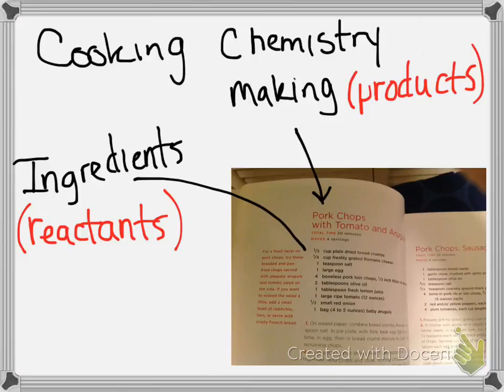Because cooking is actually a chemical reaction. It's just a lot more complex. When you put together breadcrumbs and Romano cheese and salt and an egg and boneless pork loin chops and everything else, what you end up with is pork chops with tomato and arugula. And it tells you how many it serves in that. So everything that you put in as ingredients or reactants ends up in the products, and you know how much you're going to make. We can apply this same concept here to chemistry.